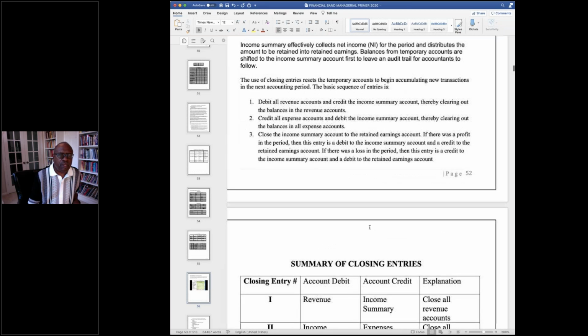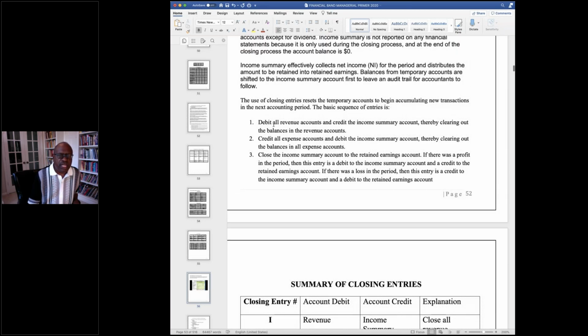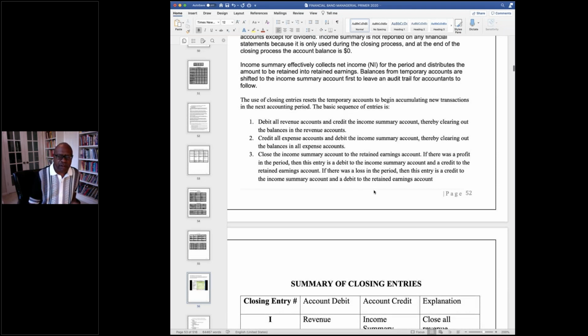There are 4 closing entries. We debit all the revenue accounts and credit income summary, thereby clearing out the balances in the revenue accounts. We credit all expense accounts and debit income summary, thereby clearing out all the balances in those accounts. And then we close the income summary account to the retained earnings account. If there was a profit in the period, then this entry is a debit to income summary and a credit to retained earnings. If there was a loss in the period, then this entry is a credit to income summary and a debit to retained earnings.